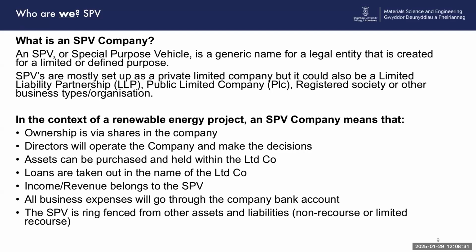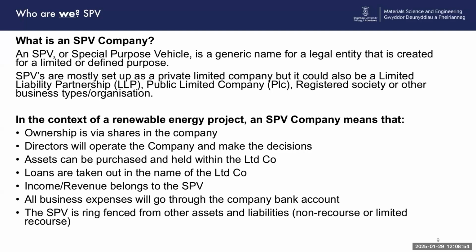So special purpose vehicles are set up. They can be limited companies, limited liability partnerships, public limited companies, or registered societies, which we'll have a look at on the next slide. So in the context of a renewable energy project, what do they do? Well, they own and distribute the shares in this company.